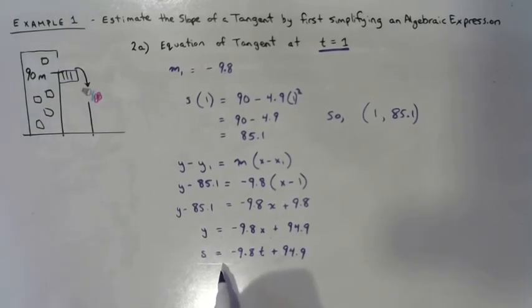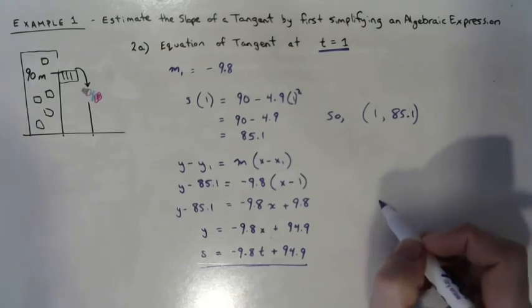And that tells us the speed. We now have an equation for the speed. The speed is negative 9.8 t. Remember, that just indicates that we're heading down. That's the negative slope at this point, at the 1 second point, plus 94.9. And that is the equation of the tangent at t equals 1.